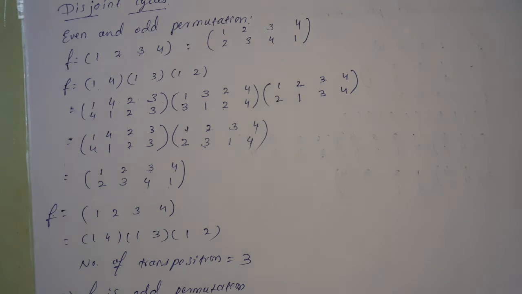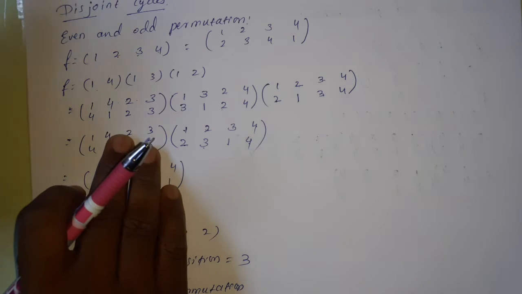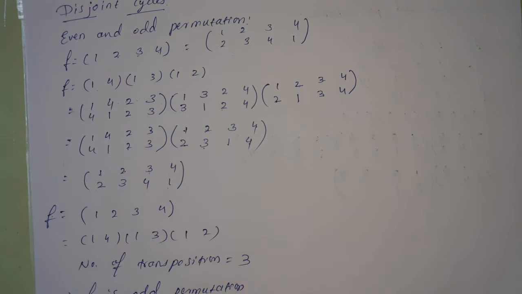If a permutation is given, then how to write the transpositions for that? It is only possible to write the transpositions for a cycle, not for every permutation. So before writing the transpositions, first we need to express that as cycles.